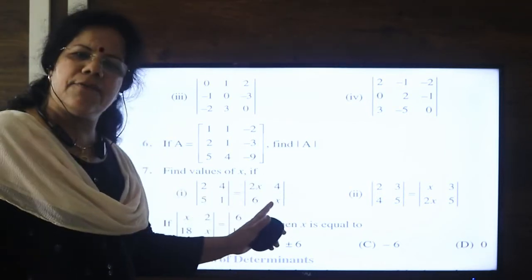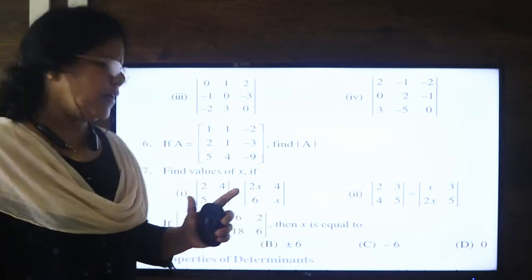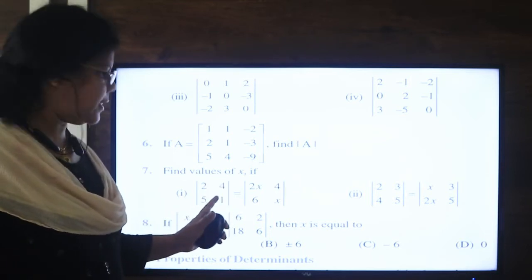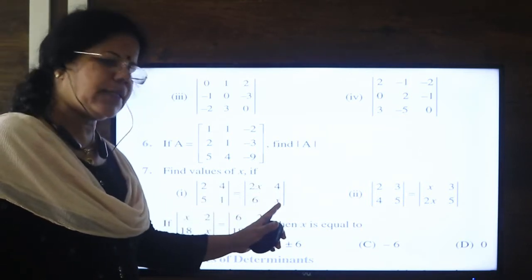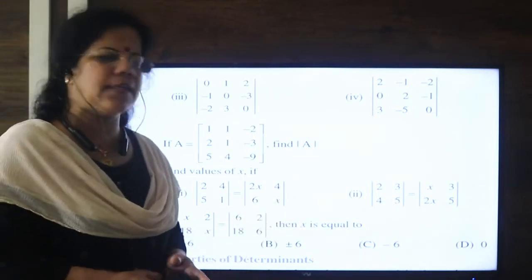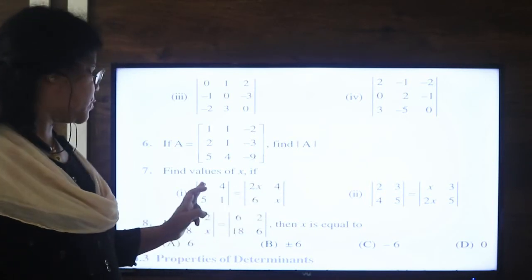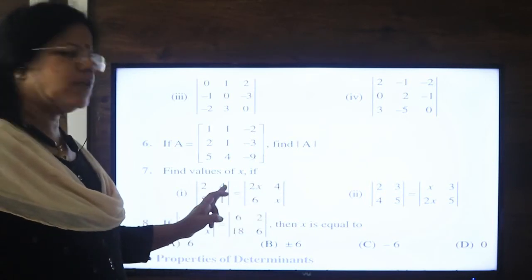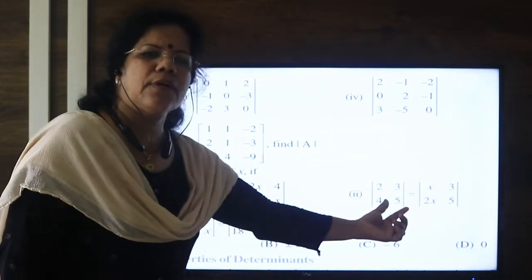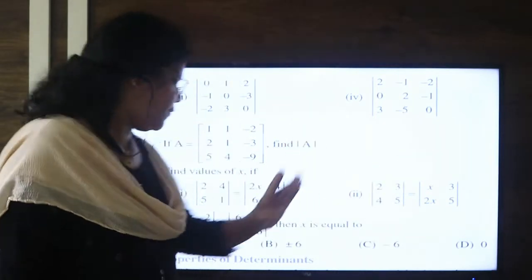A determinant equation is given. So this is just like a linear equation. You see, here 2 into 1, 2, minus 20, minus 18. Here 2x into x, 2x square minus 24. So a simple equation: 2x square minus 24 is equal to 2 minus 20 minus 18. You can solve for x. Same thing here also. You will get an equation once you expand it, and you find out the value of x.